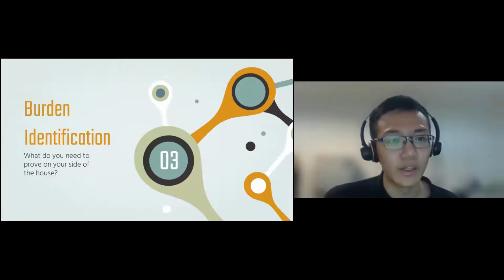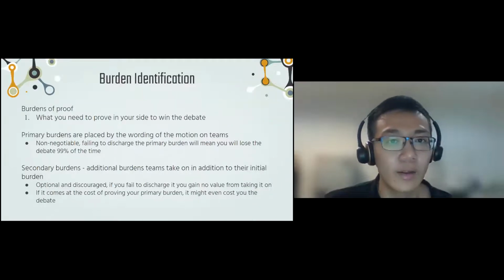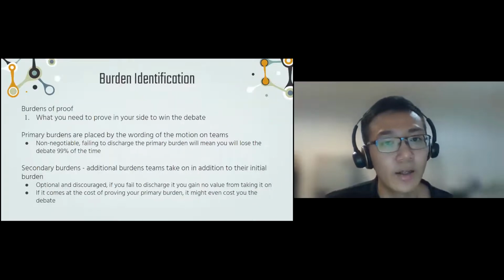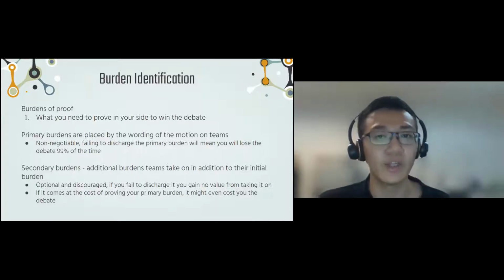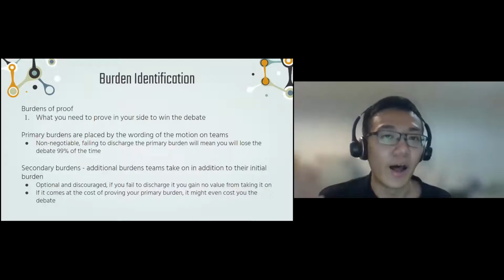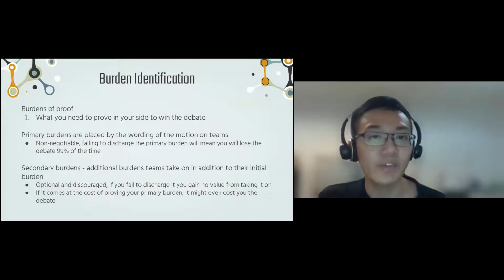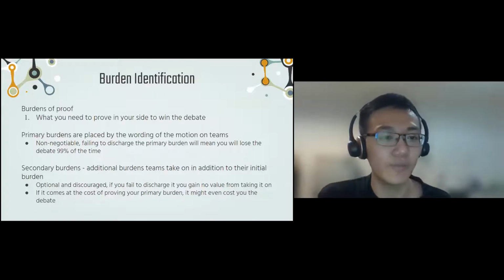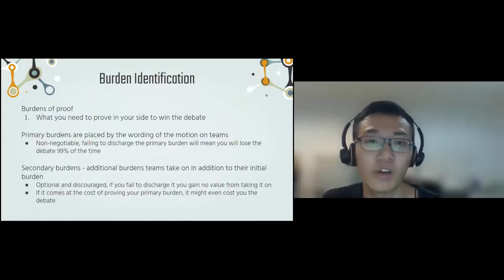Which leads to the next thing here, with regards to burden identification. What do you need to prove on your side of the house to win the debate? So burdens of proof. Your burden is essentially what you need to prove on your side to win the round. It's quite straightforward. There are two types of burdens. The first is primary burdens, which you have to discharge if you want to have a chance to win. The second is secondary burdens, optional burdens, or extra burdens that you can take on if you want to prove a greater scale of impact.